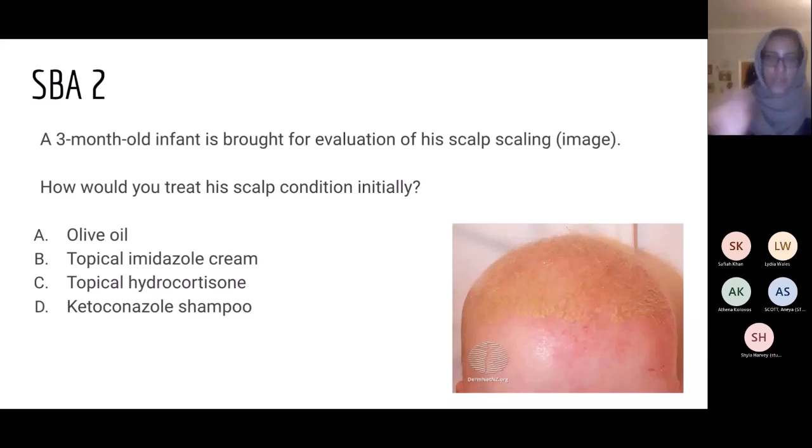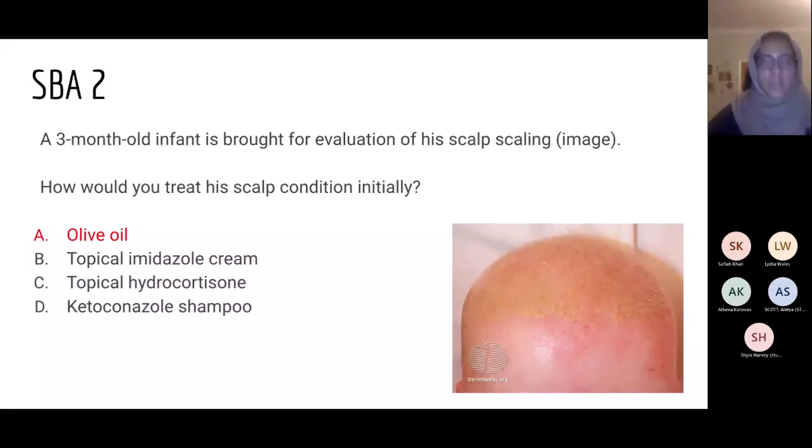So yes, you would want to use olive oil. So what this skin condition is, poor child, they've got infantile seborrheic dermatitis. And what this image shows is called a cradle cap. So it's this kind of greasy scaling of the scalp. And with kids, you just want to give them a bit of olive oil, basically.